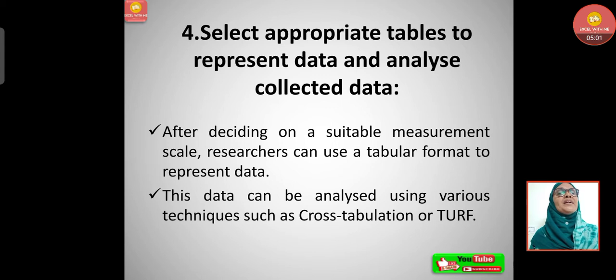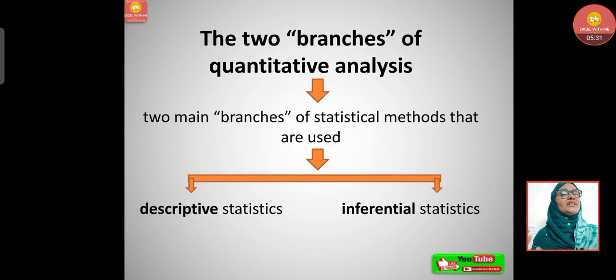Now the fourth step, select appropriate tables to represent data and analyze collected data. Obviously, after deciding on a suitable measurement scale, whether it may be nominal, ordinal, ratio or interval, now researchers can use a tabular format to represent data. Now this data can be analyzed using techniques such as cross tabulation or TURF. So these are the steps of analyzing the data quantitatively.